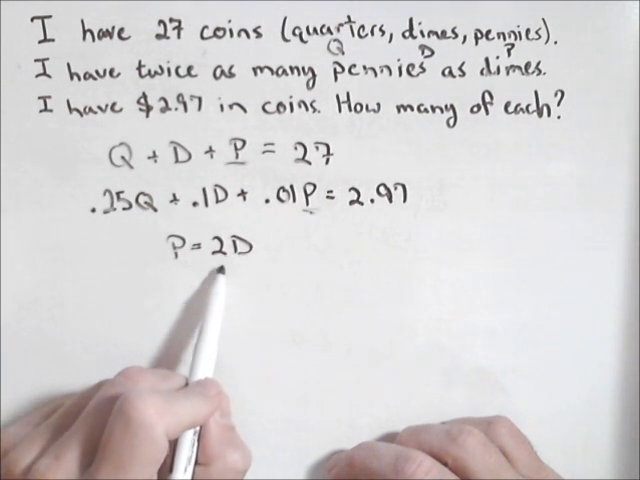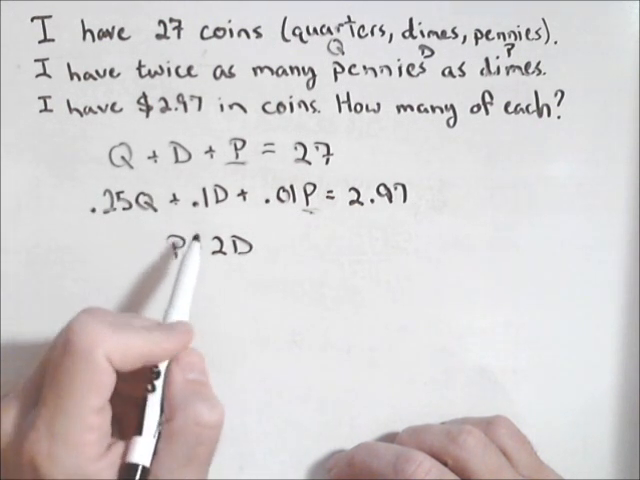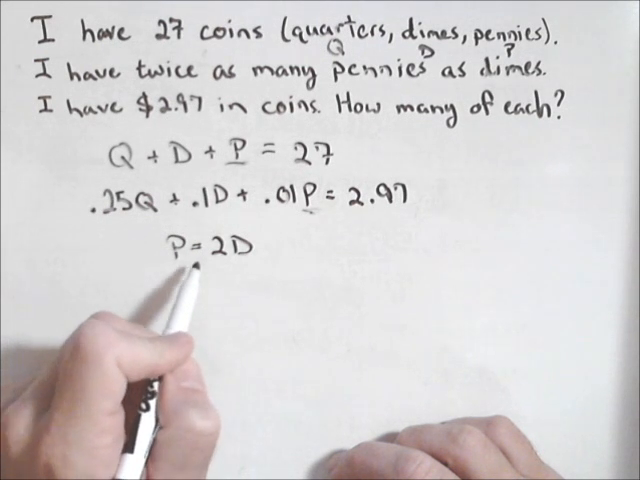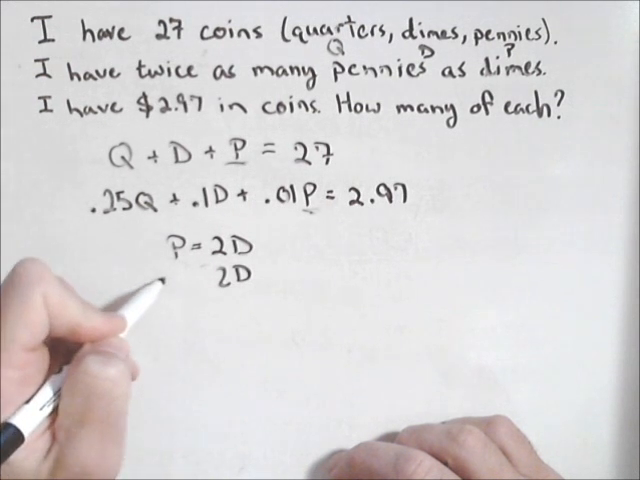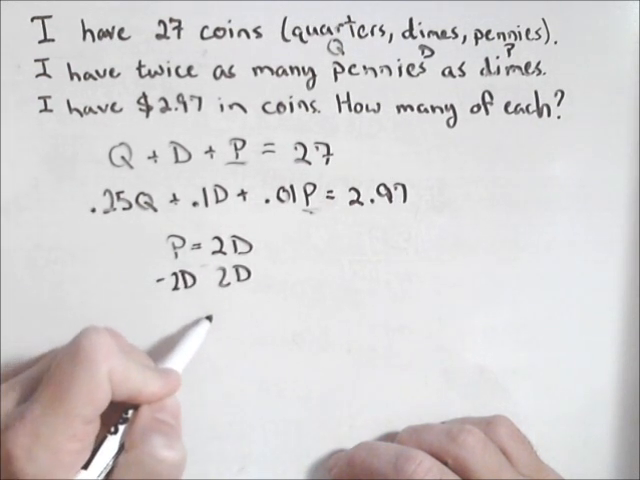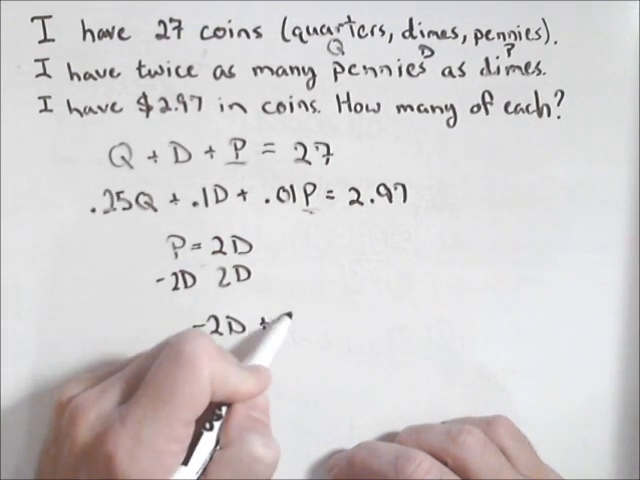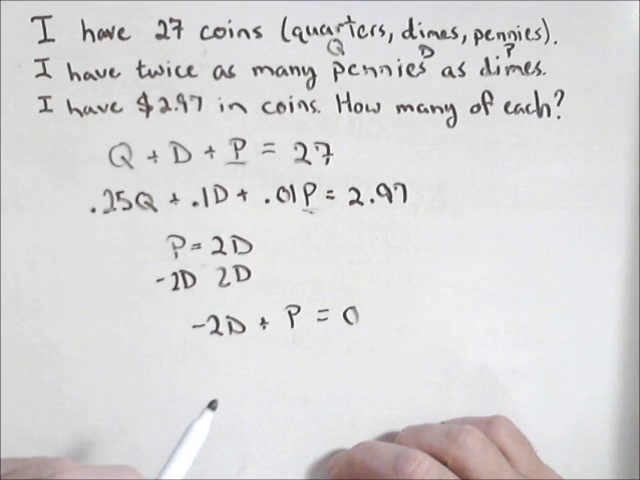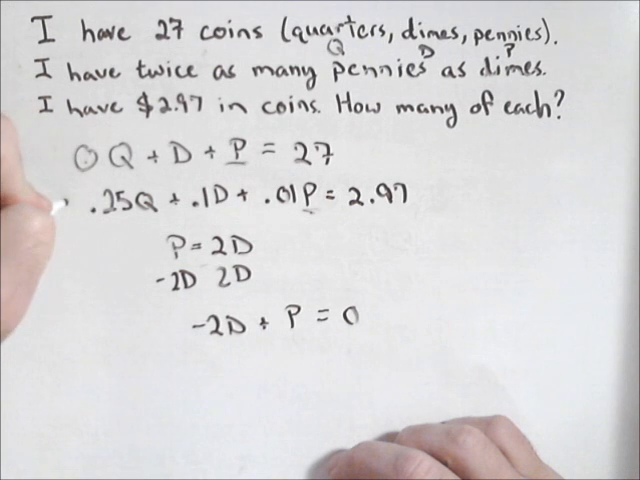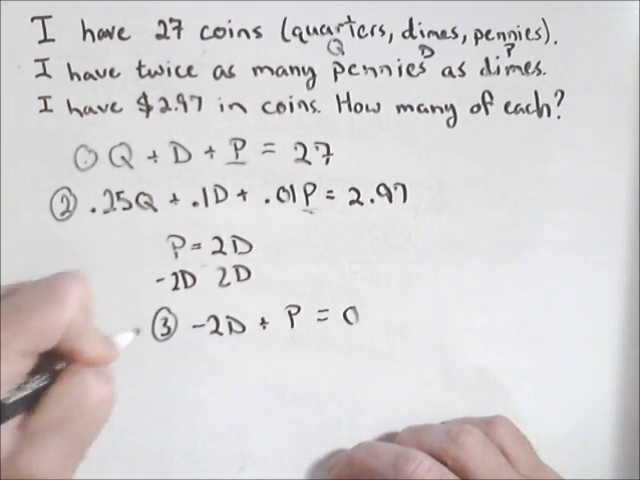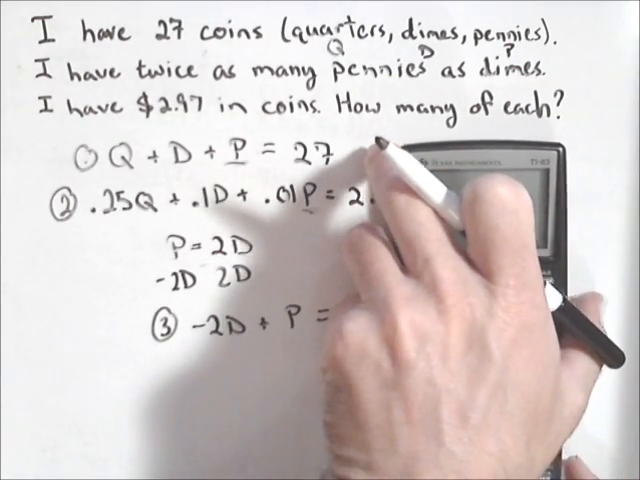What I'll need to do is rewrite this so that it looks like an equation with P and D on the same side. So what I'll do is subtract 2D off of both sides, and that gives me negative 2D plus P equals 0. And now I have my third equation. So this is going to be 1, 2, 3 that I'll enter into my calculator. So let's take a look at how we can do that.